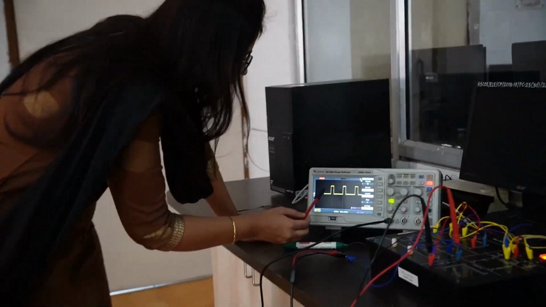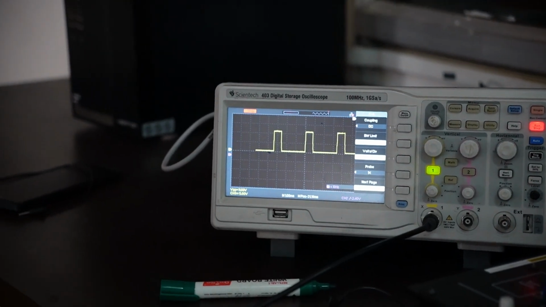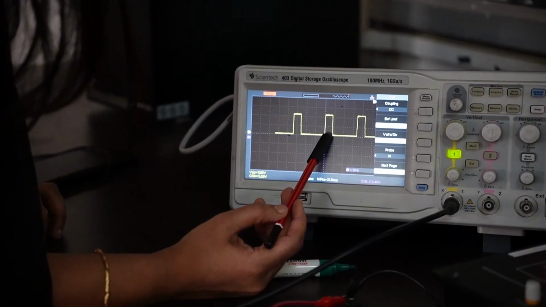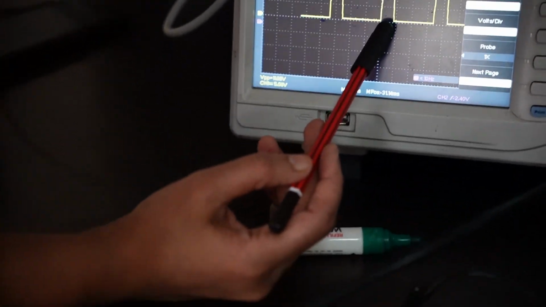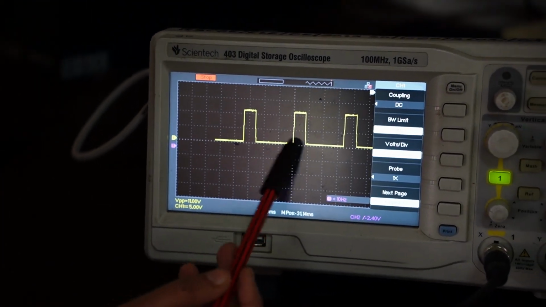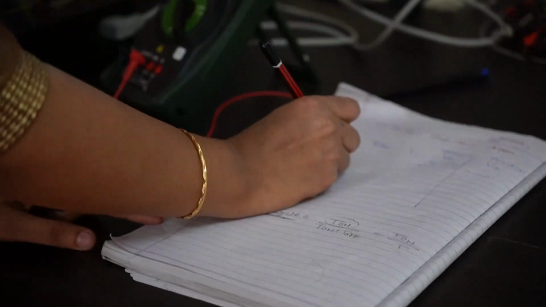If you see, each dot there is considered as 0.2 second. In this case around 4 dots are coming. So each dot being 0.2 second, it is 0.2 into 4, so it is 0.8 seconds. So I can say that my on period of time is 0.8 second.